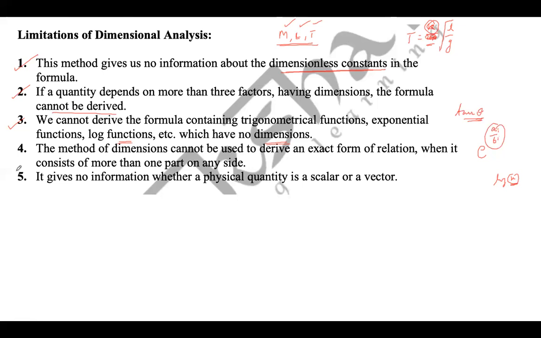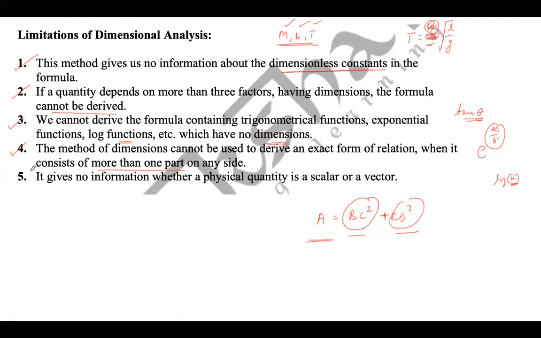Then, this method of dimensions cannot be used to derive an exact form of relation when it consists of more than one part on any side. Let's say we have a relation like any physical quantity A is equal to BC raised to the power 2 plus CD raised to the power 3. Here one term is this and the other is this, so more than one term has come. When you have more than one part or term, then you cannot derive such an equation using the dimensional formula. It should have only one part. It should not have a plus or minus sign in between.